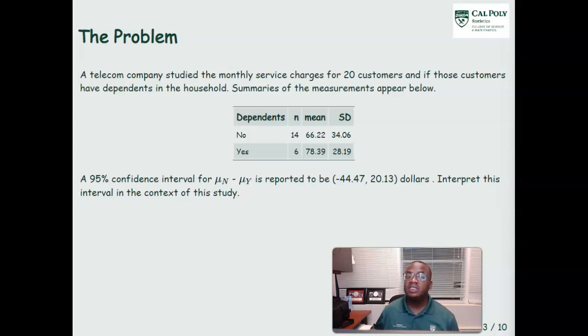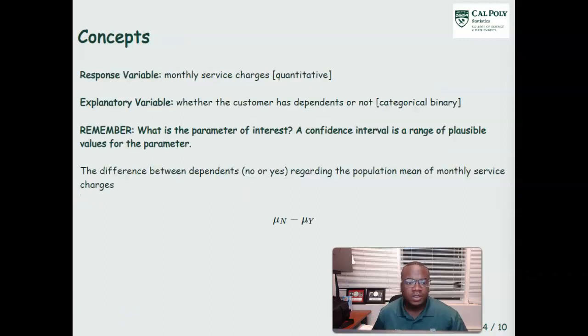So before we actually interpret this, let's do a brief review of some statistical concepts that we should be cognizant of when working on this. First of all, the response variable is going to be the monthly service charges. The explanatory variable is going to be whether the customer has dependents or not. The monthly service charges are a quantitative variable, and whether the customer has dependents or not is binary.